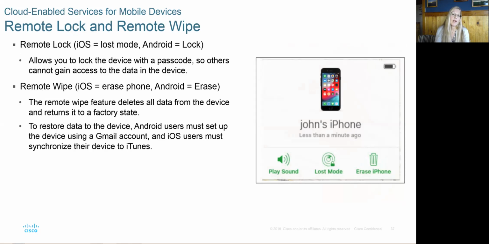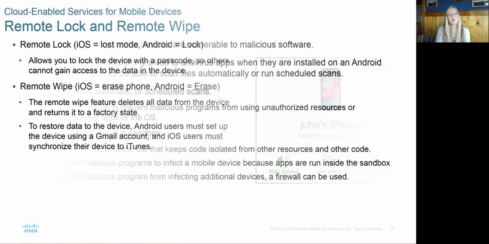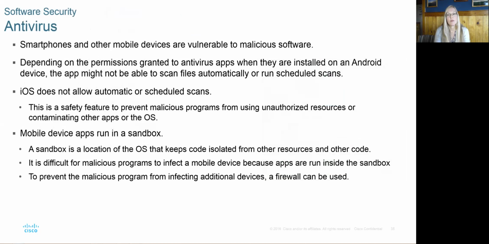So remote lock and remote wipe. If you realize that you've lost your phone, you can go into your Apple or your Google account and you can at least lock it up. That way, if attempts to locate a device have failed, this would be one of the security features that can prevent the data from being compromised. For iOS, it's Lost Mode. For Android, it's lock or erase phone, or erase for the wipe. And they both have similar security features. So you're basically trying to make sure that all of your data isn't out there in the wild.